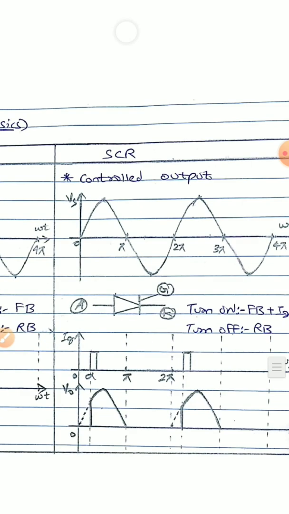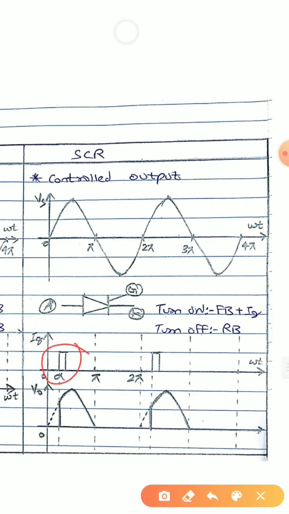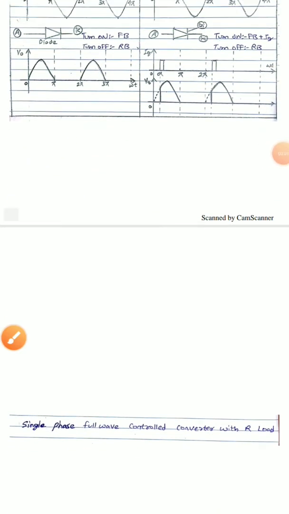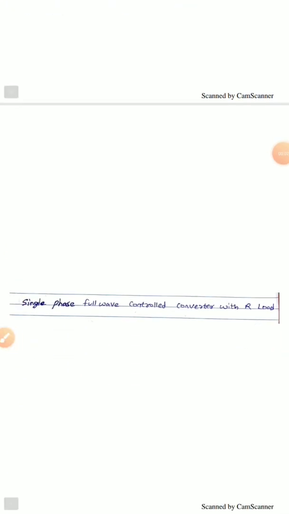Phase control is nothing but based on when I am giving the firing pulse, from that instant I'll start getting the output till the end of forward bias. So this is the very basic principle of phase control. Now we'll discuss the classification of a phase control converter.